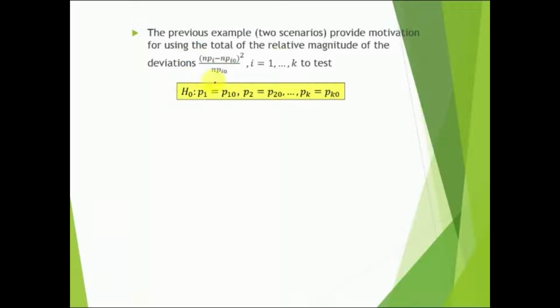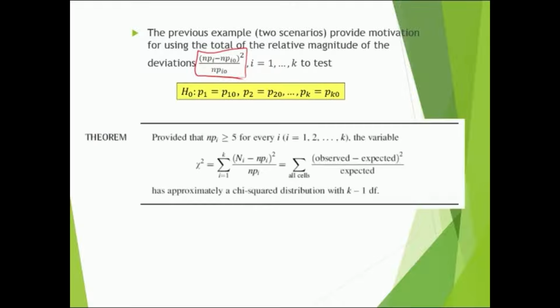If we look at the squared deviation for each one of the k categories, then this is our theorem. Provided that the expected frequency is at least 5 in each category, the variable chi-square, and look at this, is the sum for each category of the relative deviation of the observed frequency from the expected frequency. So you have observed minus expected squared divided by expected, summed over all cells. And then we say it has a chi-square distribution with k minus 1 degrees of freedom.